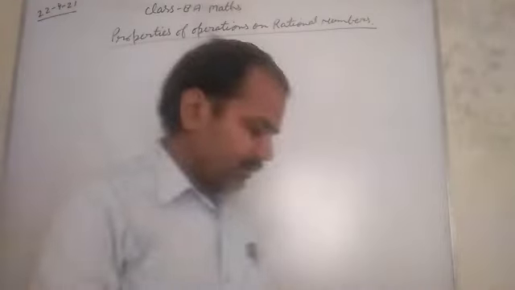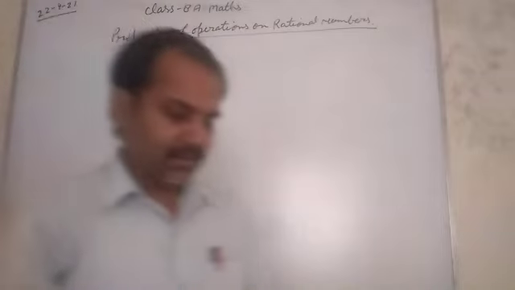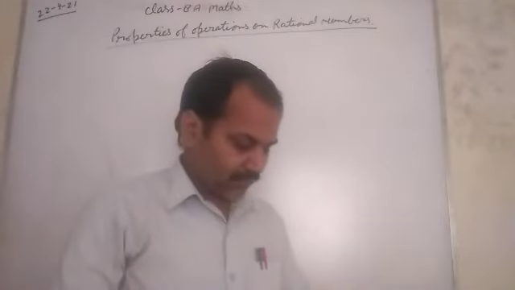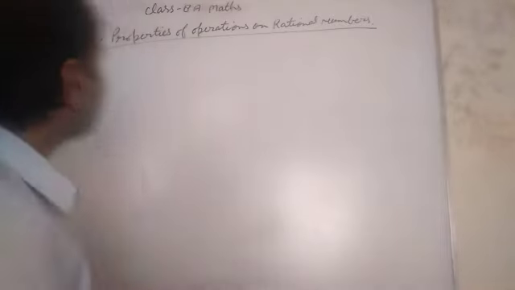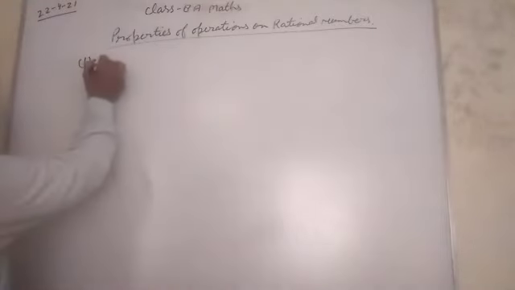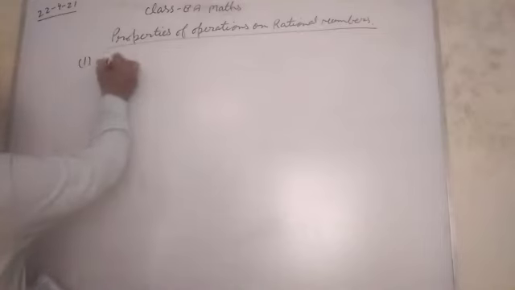Okay, so here 7-8 properties are given. Total 8 properties are given. Okay, so one by one I will tell you. So the first property is the closure property.